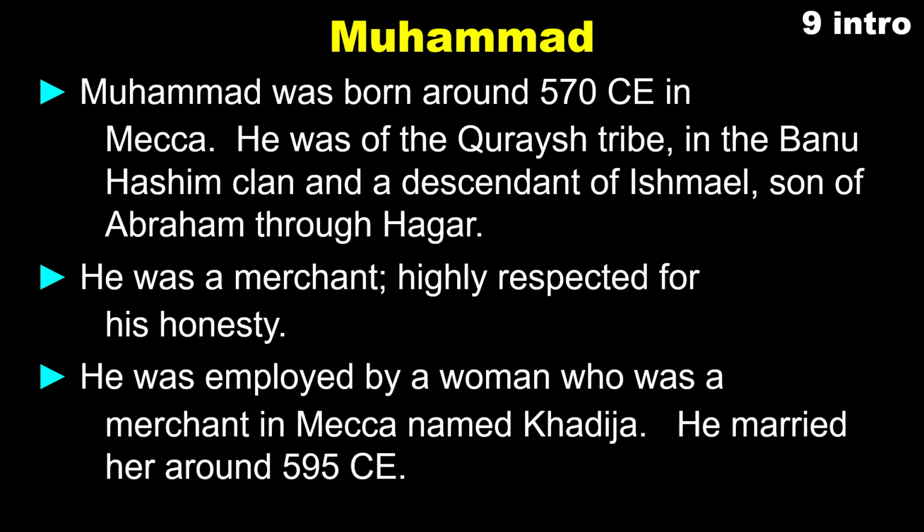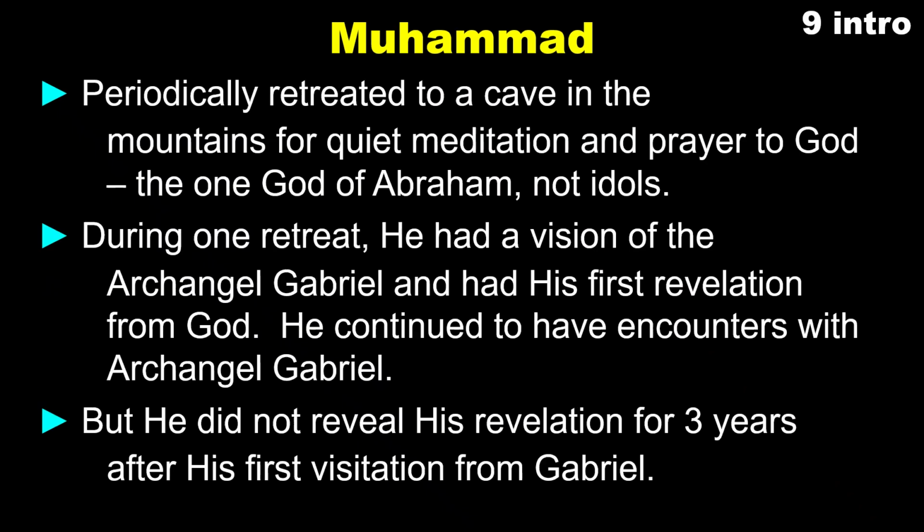Muhammad was a merchant, highly respected for his honesty in a time and place that did not have very many honest merchants. He was employed by a woman who was a merchant in Mecca named Khadijah. He married her around the year 595 Common Era. She was about 15 years older than him.